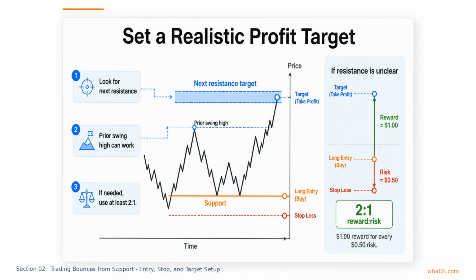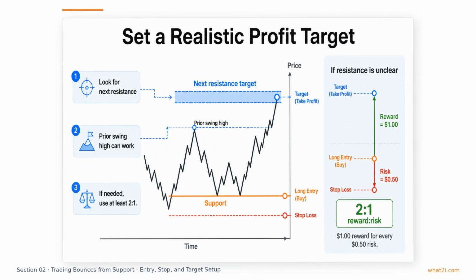If the chart shows a clear prior swing high or overhead resistance zone, that gives you a realistic place to expect a rebound to slow. If resistance is less obvious, you can fall back on a reward to risk framework and require at least 2 units of potential reward for every 1 unit of risk. For example, if you're risking 50 cents per share, you might want at least a $1 upside target. This keeps the trade attractive even if not every setup works. Good targets come from structure first and ratios second.